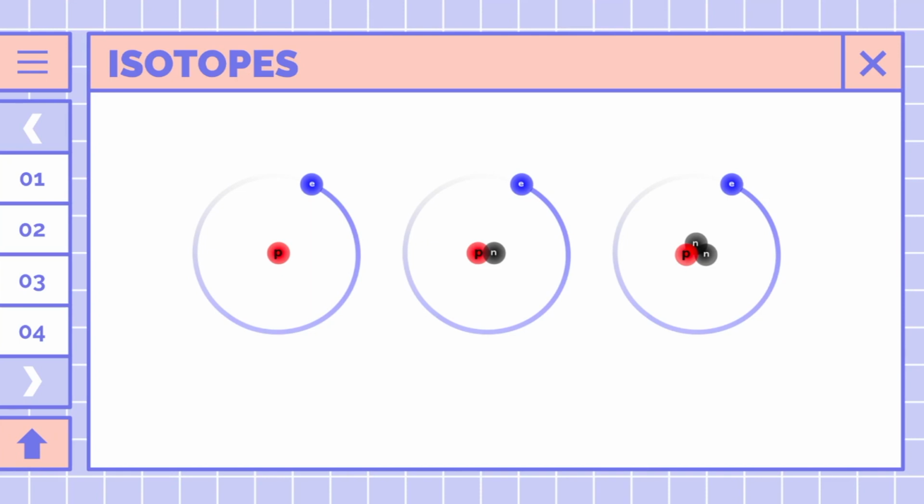Clearly, there is 1 proton in the first one, 1 proton and 1 neutron in the second one, and 1 proton and 2 neutrons in the third one. But the number of neutrons doesn't change the fact that there is 1 proton in each atom, making each atom a hydrogen atom.